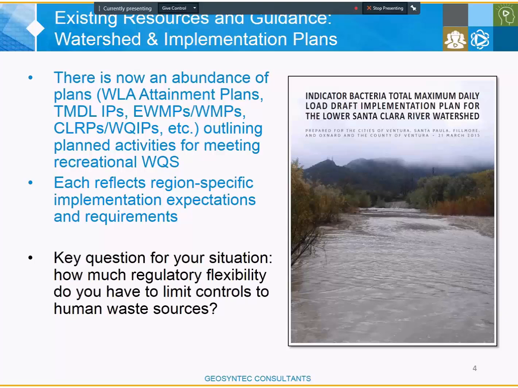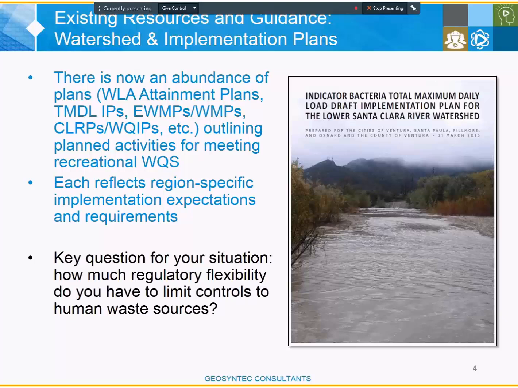So why is there such region specific variation? It's because of the specific and unique expectations of each regional board. So a key question as you start down the road for bacteria control planning is, how much regulatory flexibility do you have to limit your controls to essentially pathogen sources, which are what affects recreational public health, or are you actually held to controlling all sources of fecal indicator bacteria? That's a fundamental starting point. Without the answer to that question, it's hard to move on intelligibly.